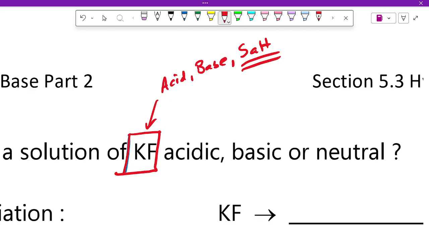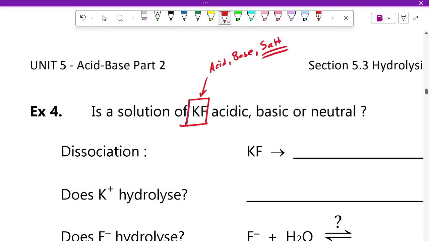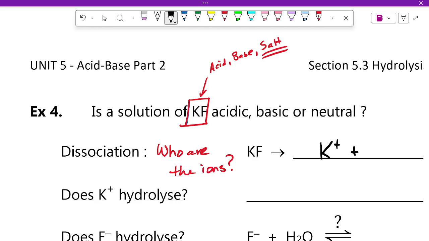You have to dissociate it. You ask yourself, who are the ions? So you do the dissociation. It dissociates into K+ and F-. Does K+ hydrolyze? No. Why not? It's a metal and it's not reactive.